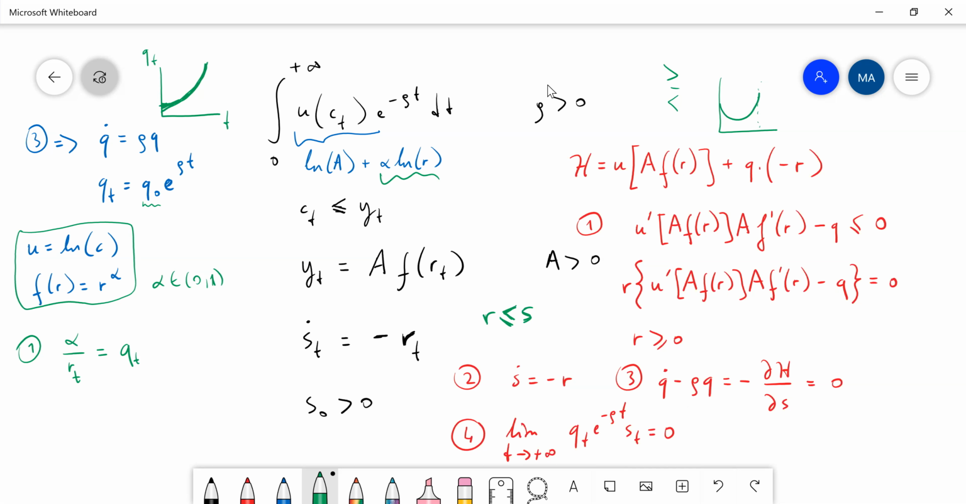Now this looks very much like the earliest example that we saw, right? Because if Q is constantly increasing, then R_t must be constantly decreasing. So from this equation only and using 3, what do we have? We have R_t is equal to alpha divided by Q_t. So R_t is equal to alpha times Q0 to the minus 1 e to the minus rho t. Okay.